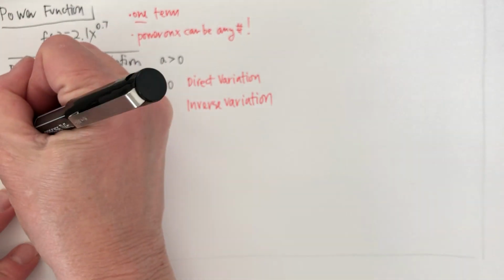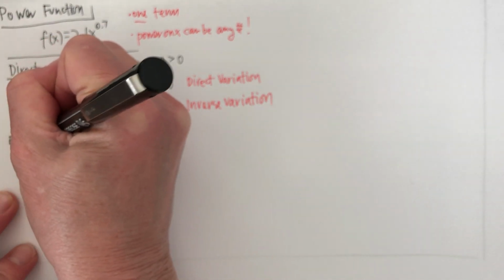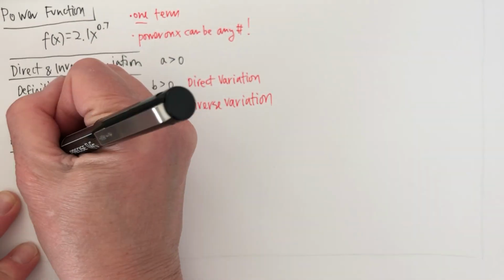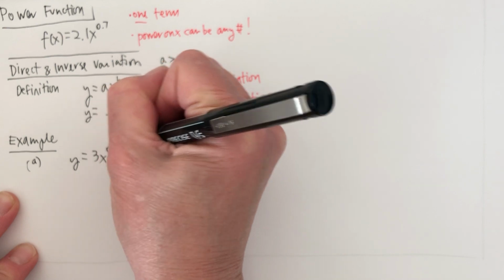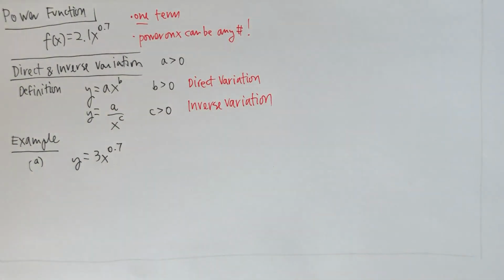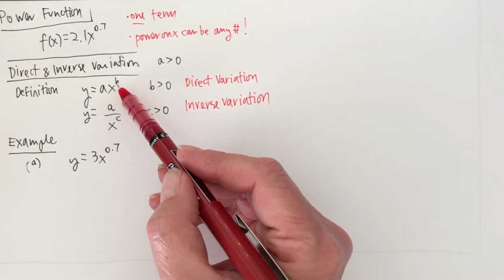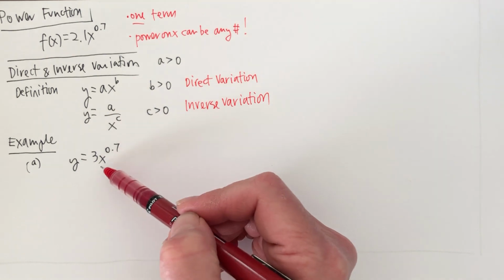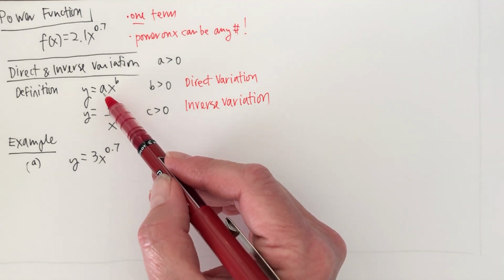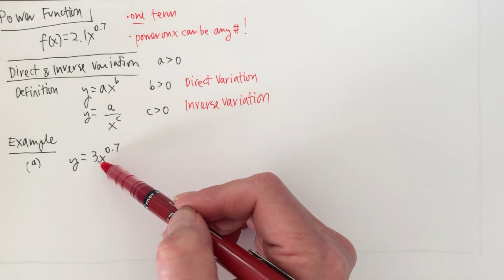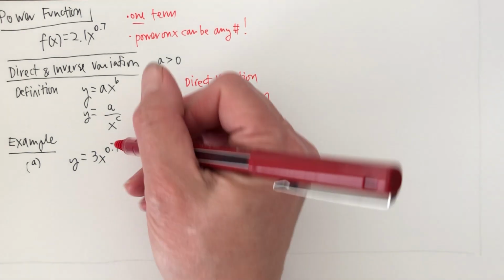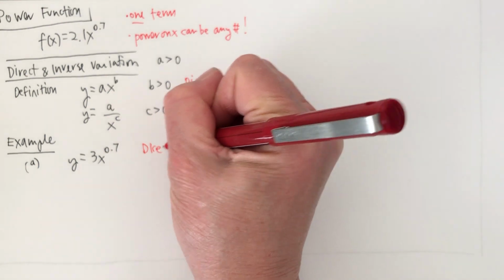Okay, let's look at some examples. Say that we had y equals 3 times x to the 0.7. So this is definitely a power function. We have one term, the power on x. It's allowed to be anything. So are we in direct variation or inverse variation? This one's pretty simple. The a is the 3. This is a positive exponent on x. x is being multiplied right by 3. So this is definitely direct variation.